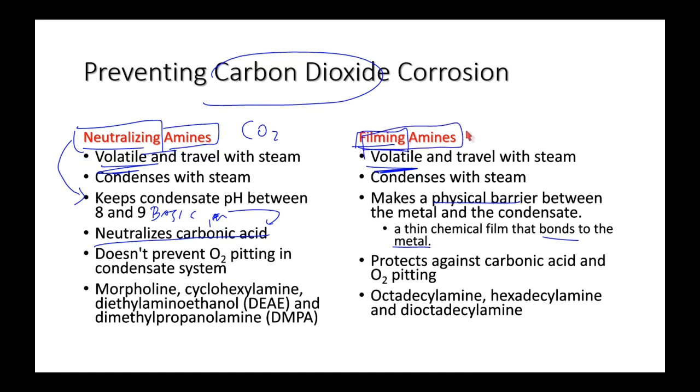Whereas a filming amine, yes, will protect the metal from CO2, but also if there is oxygen, the potential for oxygen pitting to occur in the condensate lines, it also protects against that. Okay, so typically what we'll do is we'll have a blend of both of these, a blend of some filming and some neutralizing amine. Now, there are certain advantages and disadvantages. Filming amines tend to plug things up.